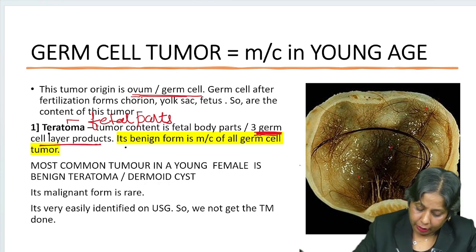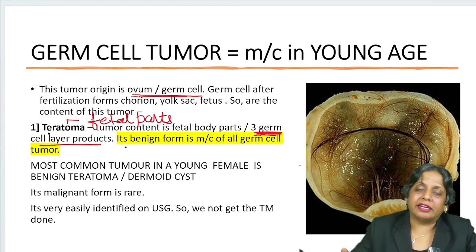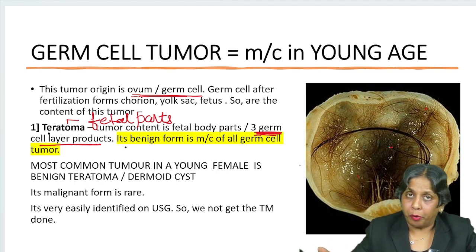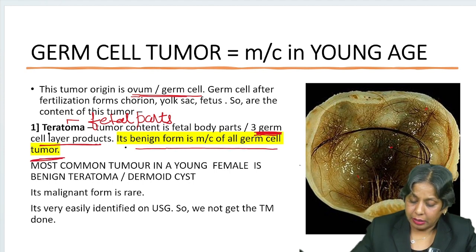Okay, for example, if you are getting hair, maxillary tissue and all other derivatives of the 3 germ cell layers, ectoderm, endoderm and mesoderm, then it is going to be the teratoma. We will name that ovarian germ cell tumor as teratoma. Now its benign form, that is benign teratoma, is the most common of all the germ cell tumors, right?